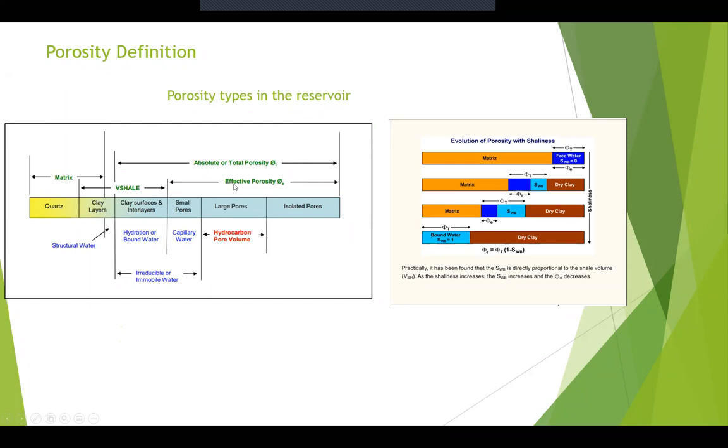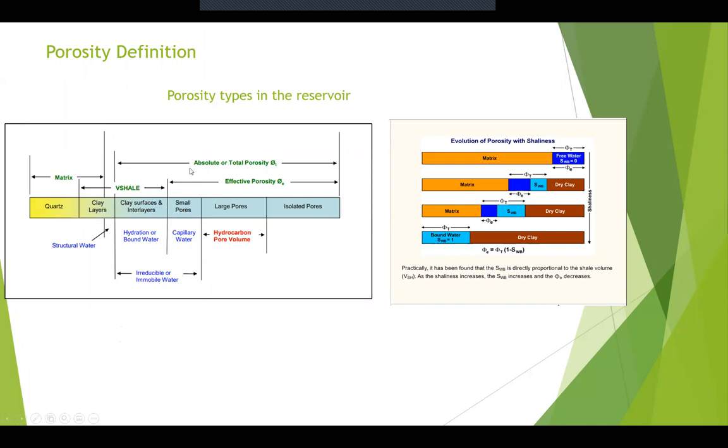Here either we have total porosity, including the shale from here to here. So the total porosity includes the shale and all the other pores: large pores, small pores, and isolated pores. And the effective porosity has large pores, small pores, and isolated pores, by taking out the effect of the shale or the clay. So you see here we have the shale volume, and when we take this shale volume out of the total porosity, we get this effective porosity from here to here.